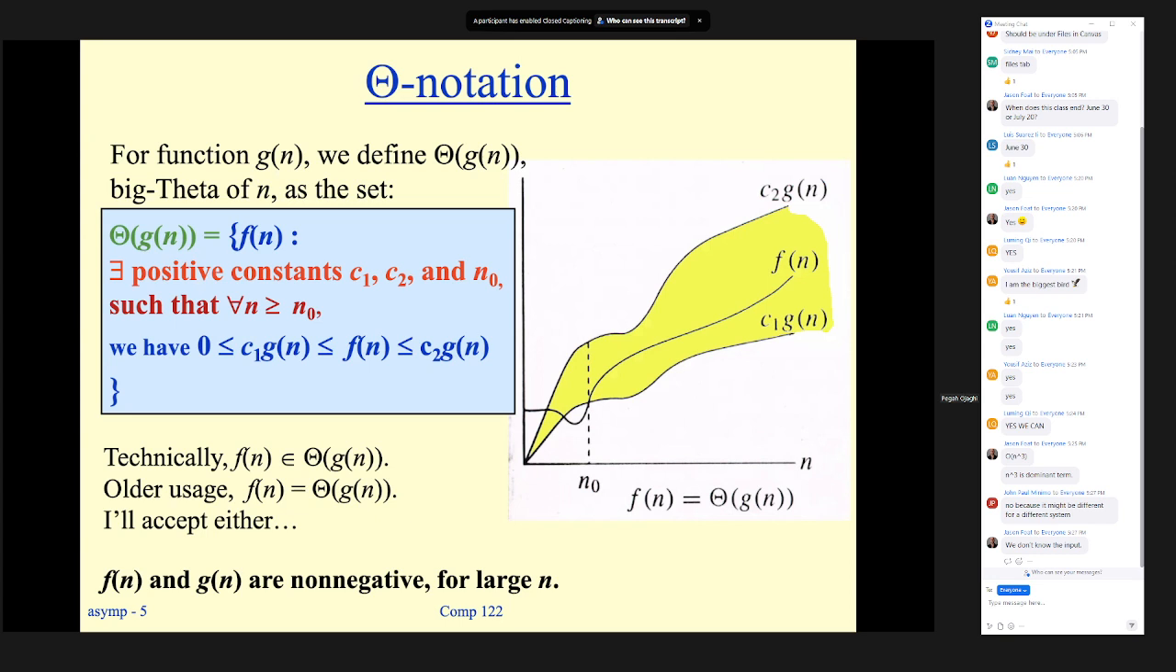And then what's going to happen? It means that f of n and g of n are non-negative for large n, because as you can see here, they're non-negative. It's going to be equal to 0, or it's going to be higher than 0. Both f of n and g of n are non-negative for large n. Does it make sense?